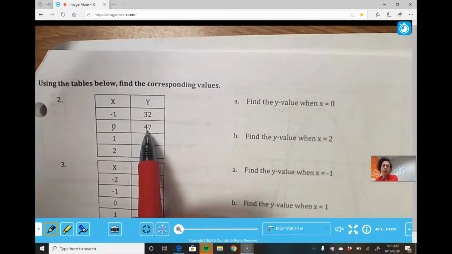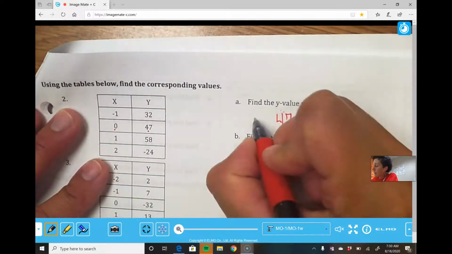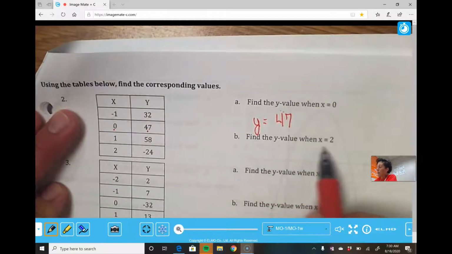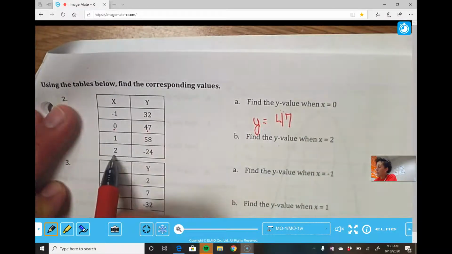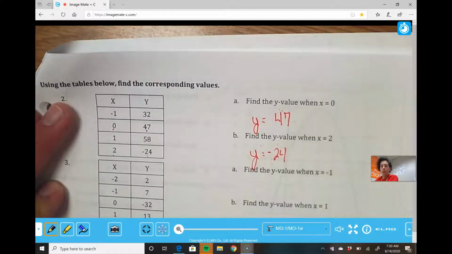So let's talk about how you should write the answer. You're just not going to write 47. You do need to write that y equals 47. Find the y value when x equals 2. So I'm going to go to my input where x is 2 and I get that y is negative 24.